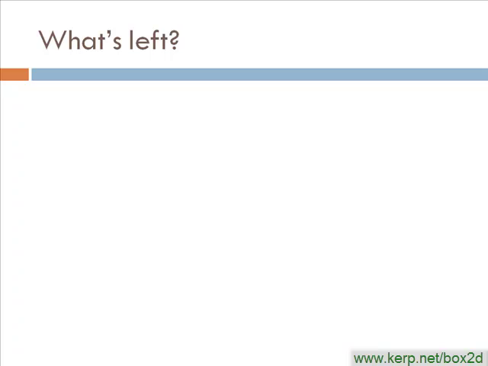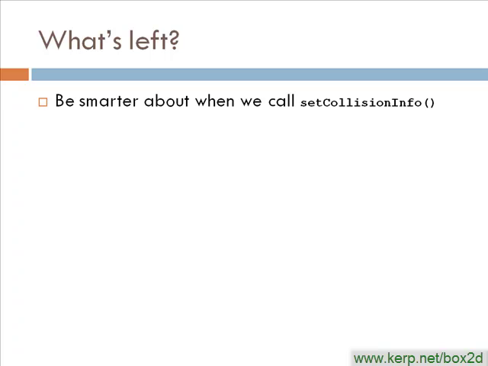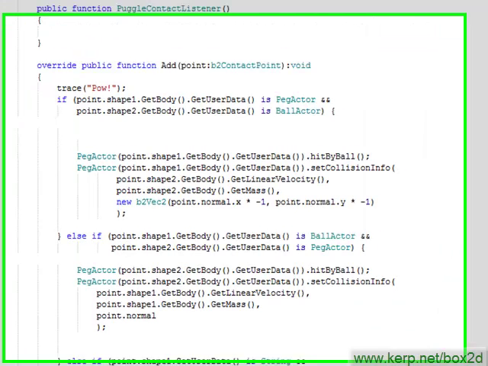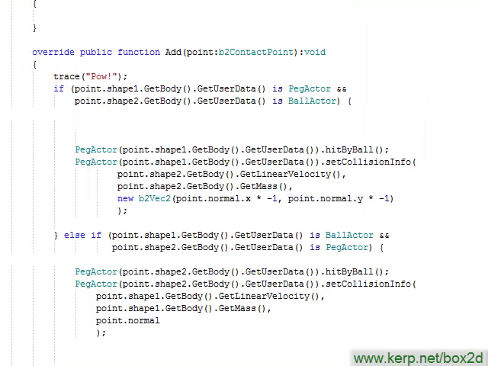So what's left to do in our variation of Puggle? Well, I can think of a few things. First off, we should probably be smarter about how and when we call set collision info. If you look at our contact listener, you'll see that the hit by ball function and the set collision info function are being called every time a ball and a peg collide, whether we need to or not.